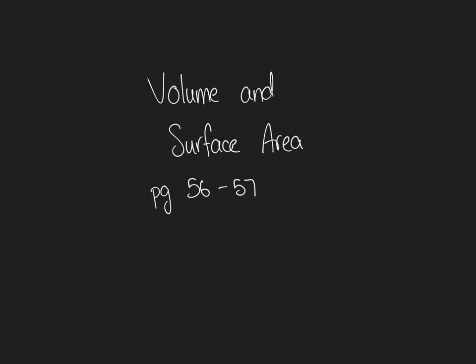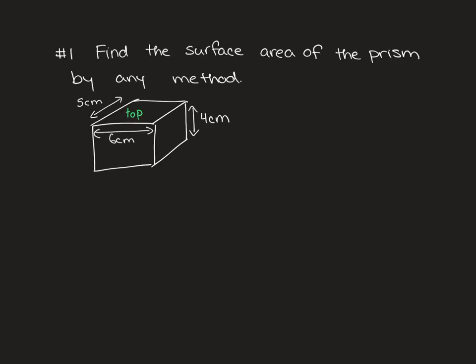Today's lesson is on volume and surface area and covers pages 56 and 57. We're starting by figuring out the top. What two numbers do we need to multiply? So the top would be 6 times 5 centimeters, which gives us 30 centimeters squared.